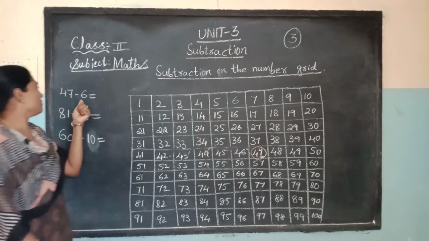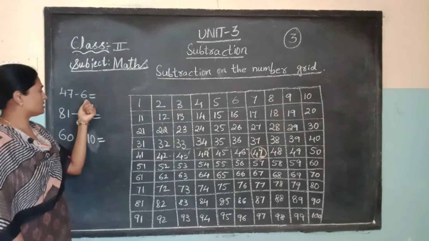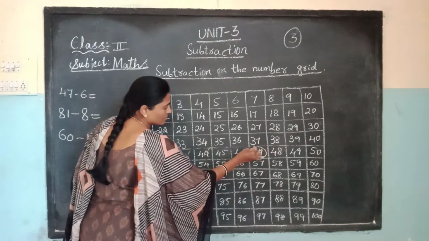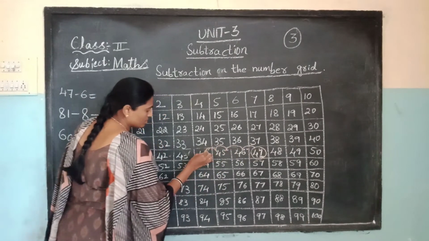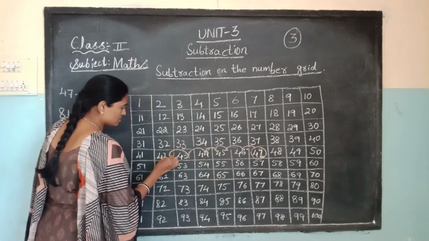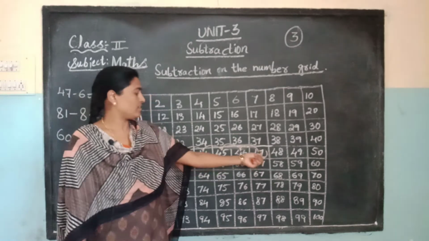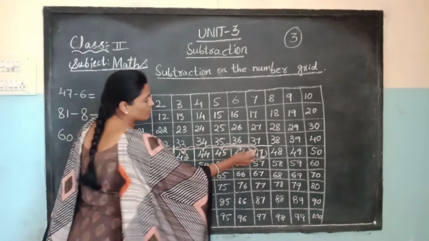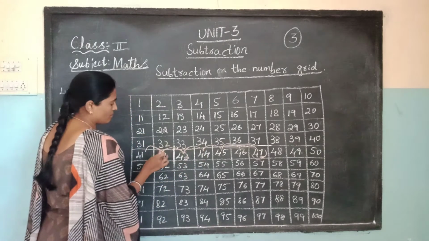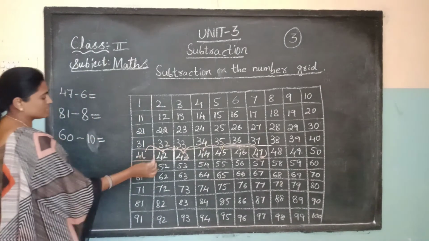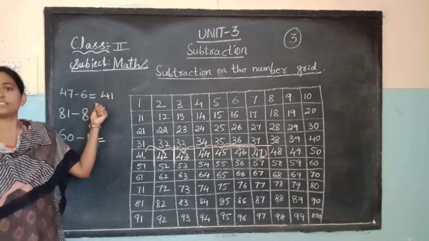Second number, what is this? 6. How many steps do you have to move? 6 steps. Now count. 1, 2, 3, 4, 5, 6. Now you count, children, from 47, move 6 steps. 1, 2, 3, 4, 5, 6. What answer did you get? 41.